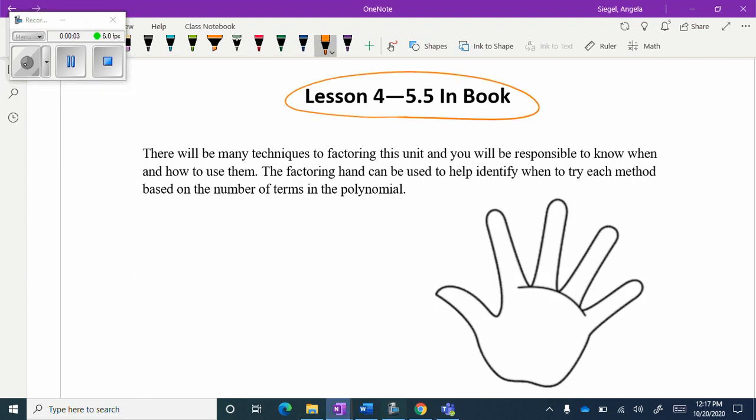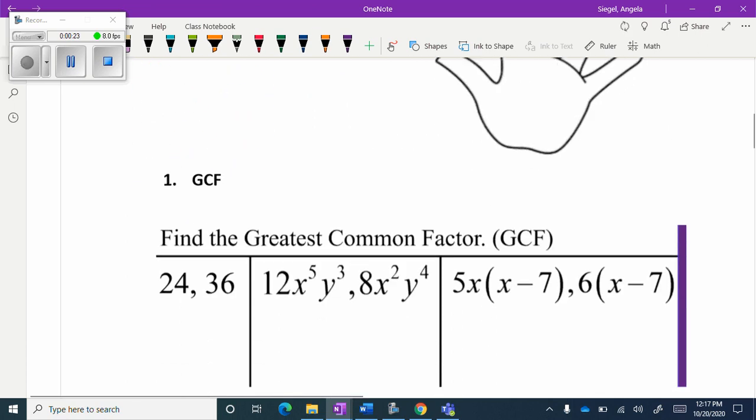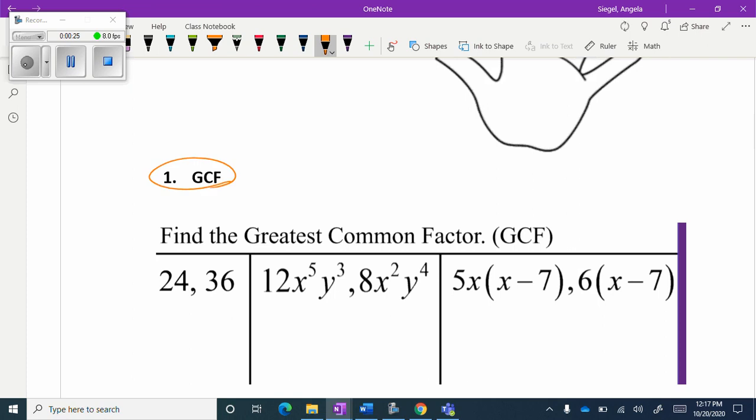Hey guys, this is lesson 4, which is 5.5 in the book. We are going to talk about all the ways to factor. So this is kind of a long lesson. We won't get all the way through it, but we're going to focus on 4 of the techniques of factoring. And if you'll go through here, the first technique is GCF.